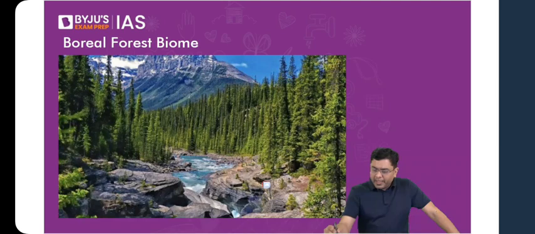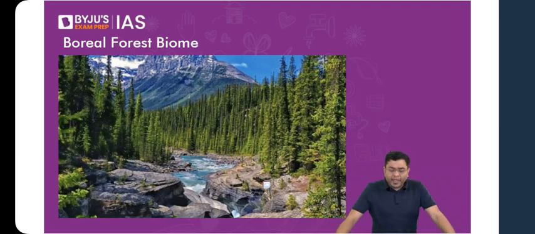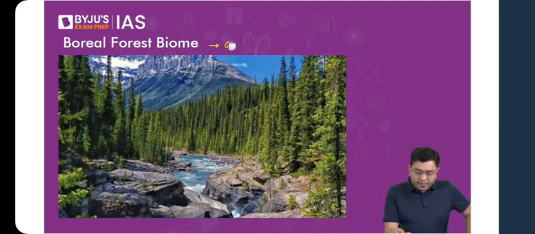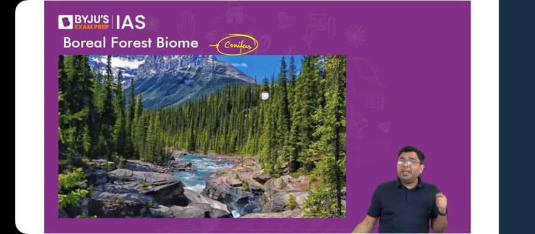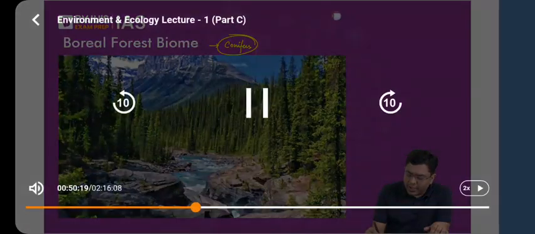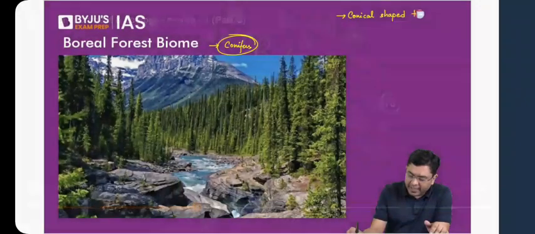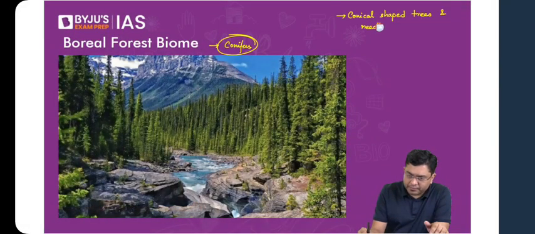Okay. Now, after this, we come to the region which is referred to as the taiga or the coniferous forest, or what is also referred to as the boreal forest biome. This is where you have the coniferous trees. Now, in this case, you will find that the trees have a conical shape, and even the leaves have needle shape, right? So conical shaped trees and needle shaped leaves.